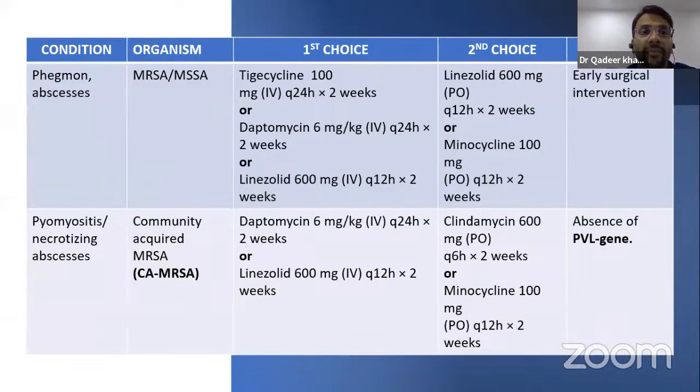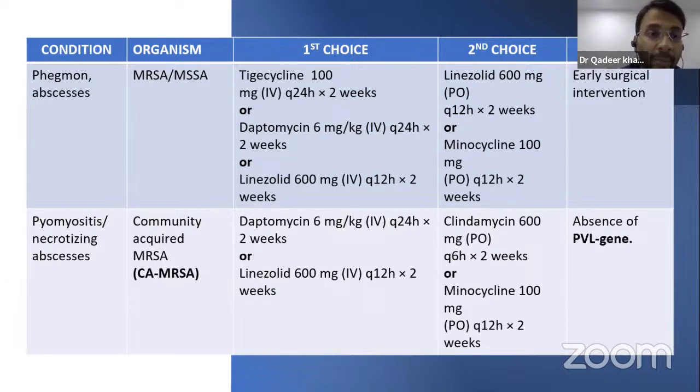I said the most common organisms are gram-positive organisms. The first choice will be tigecycline because of better tissue penetration, daptomycin at a dose of 6 mg per kg, or linezolid. The second choice, again, linezolid or minocycline. And the best thing is first source control by doing an early surgical intervention.